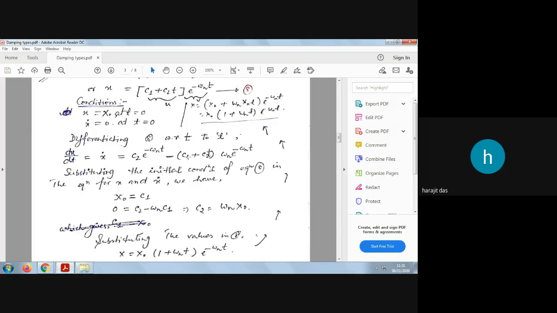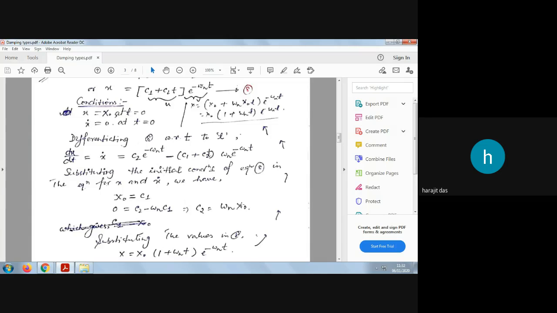Okay, so only c1 will be there, and this term will vanish, e to the power minus omega n t, because e to the power 0 will be equal to 1. So minus omega n c1, so c1 minus omega n. So this expression you will get. So from these two expressions, you can easily find out the value of this one. So c2 will be omega n into x naught. So the value of c2 is omega n x naught, and c1 is x naught.